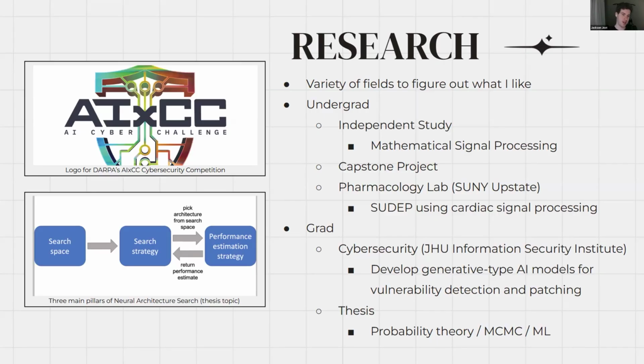On top of that, I also did work on my main thesis that I mentioned before. That was primarily the intersection of probability theory, machine learning, and what's called Markov chain Monte Carlo, which is essentially random sampling using Markov chains. I'll talk more about that thesis later.